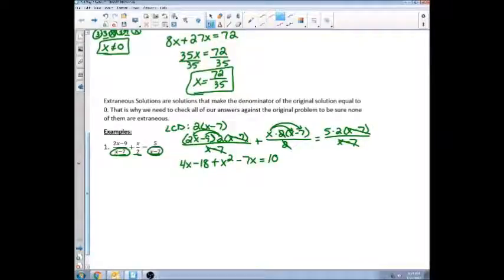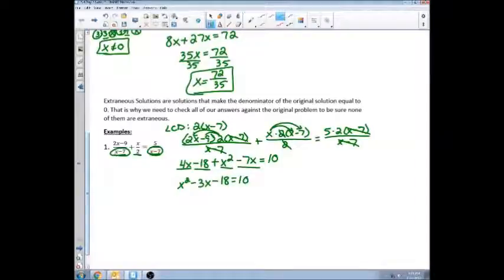Now what I'm going to want to do is rearrange this in standard form. So I want my x squared to be first. While I'm doing that, I'm going to combine like terms. X squared will not combine with anything else, so it's x squared. The 4x is my next largest x, and that will combine with negative 7x. So 4x minus 7x is negative 3x. Negative 18 will not combine with anything on the left, so I'm going to keep it for now. All that's equal to 10.